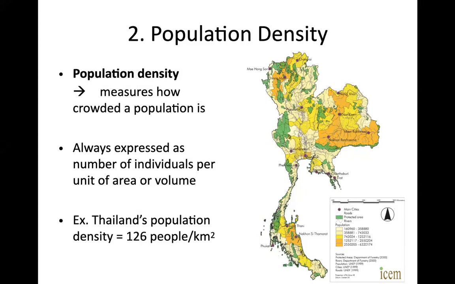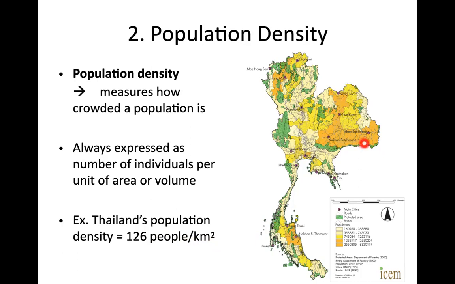So yeah, this is for human population. It would help if I actually read this. So Thailand's population density is 126 people per square kilometer, which if you think about how big a square kilometer is, that's not that crowded, to be honest. And so you can see where the most densely populated areas are.